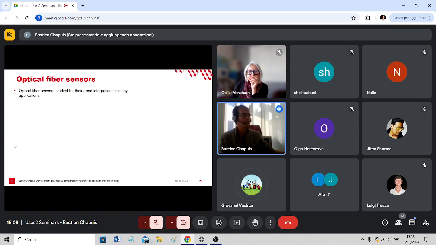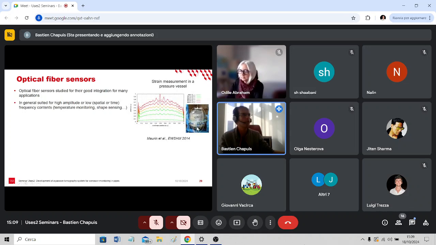So why FBG? In general, optical fibers are widely studied in SHM because they can be integrated in many structures. Here you have an example of a composite vessel for gas storage, and on this composite vessel, optical fiber is wrapped during the manufacturing process, and we can monitor with this embedded optical fibers. Generally, it's used at a low frequency to monitor temperature or shape of the structure.